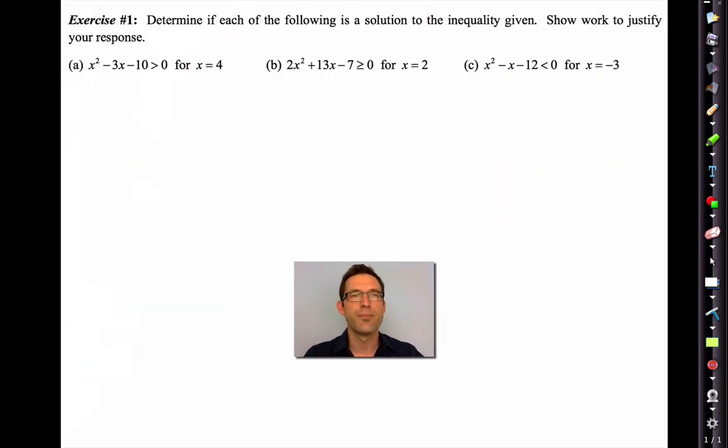Okay, exercise 1. Determine if each of the following is a solution to the inequality given. Show work to justify your response. So in other words, in letter A, we've got the inequality x squared minus 3x minus 10 is greater than 0. And I want to know whether or not x equals 4 is a solution to that inequality. All right, so what do you think? How do I check this?